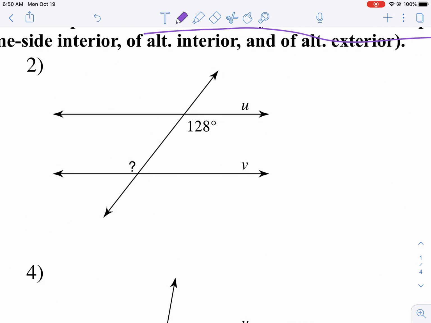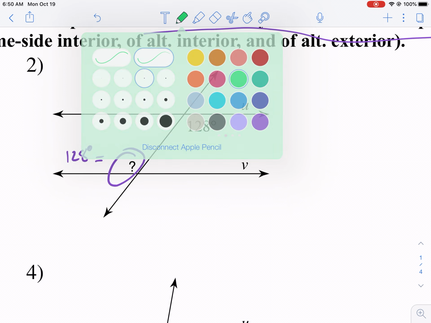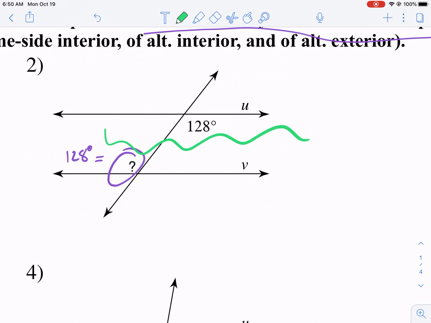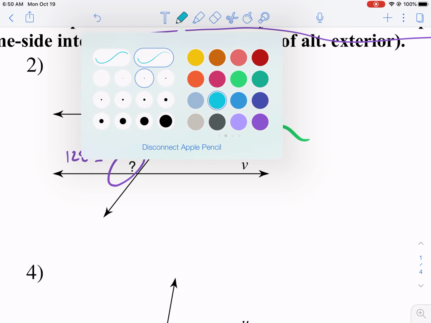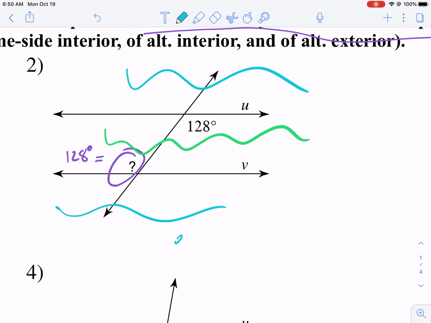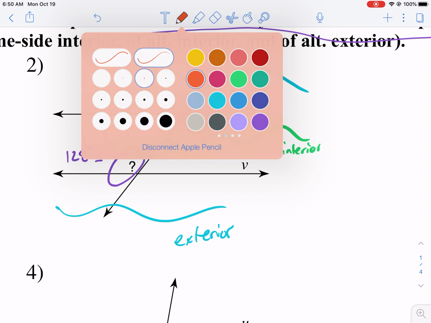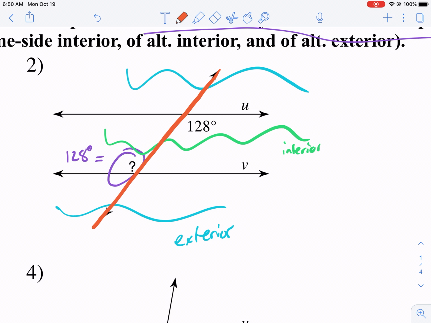Number two is the same thing. We're trying to prove the lines parallel. We don't know, so we want to know what this should equal. This should equal 128 degrees. Why? Because these are both interior angles in the interior space, okay? This is the interior. Here is the exterior. And we know that they are alternate interior, meaning they're on opposite sides of the transversal. Here's the transversal cutting through the two lines. They're on opposite sides.